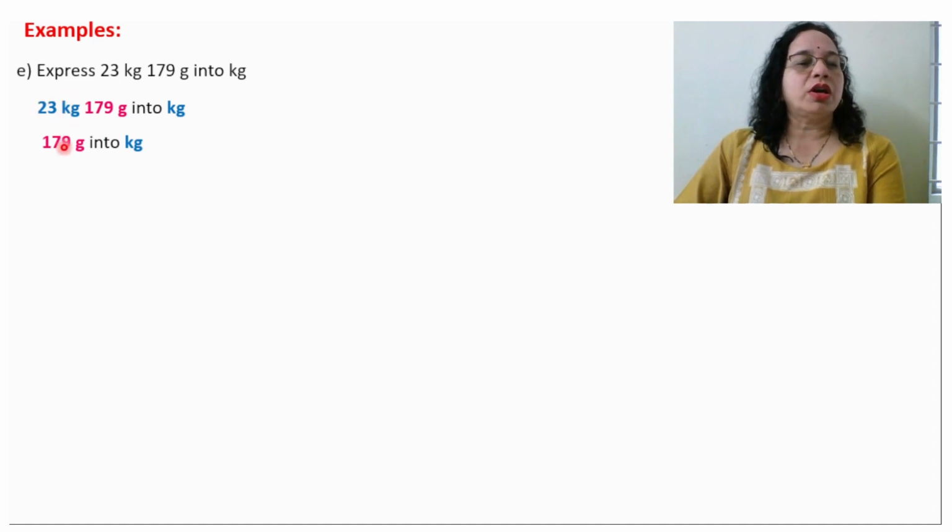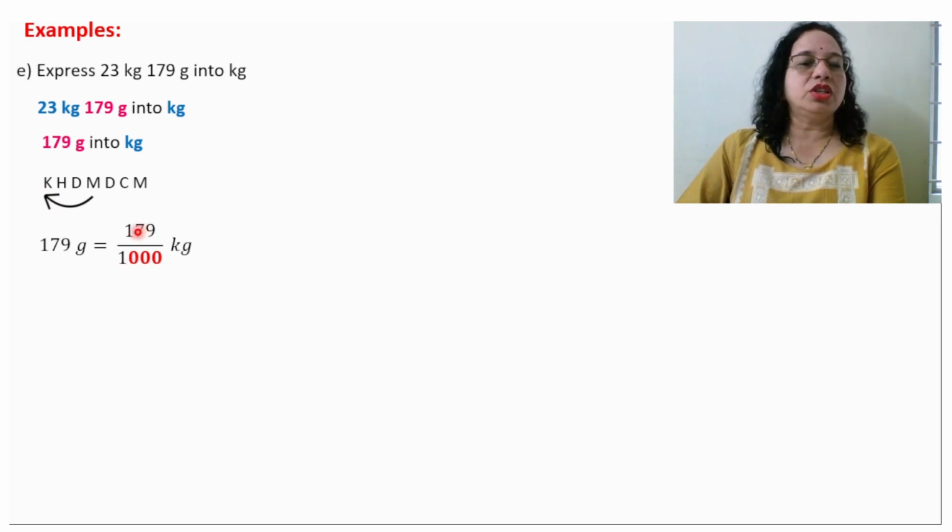So our question is convert 179 gram into kilogram. So again write down the sentence. This is your gram, this is your kilogram. We will go from down, 10, 100, 1000. So we will divide by 1000 and since 3 zeros are there, leave these 3 places, your decimal will come over here, so 0.179 kilogram. So we have converted into kilogram.